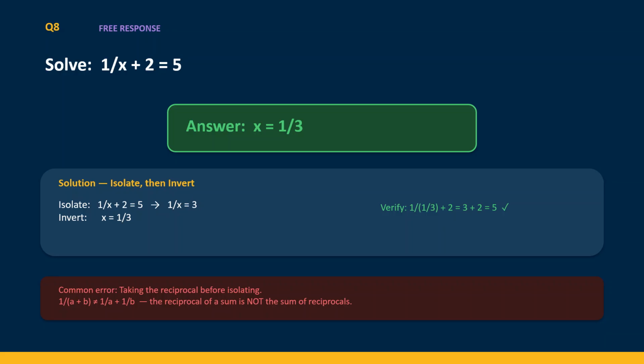Students who make this error are applying a linear operation rule to a nonlinear function, a misconception that merits explicit correction. The isolate then invert pattern also has direct analogs in solving for parameters in machine learning. When a formula of the form c equals f of x plus k must be solved for x, the first step is always to subtract k before applying f inverse.